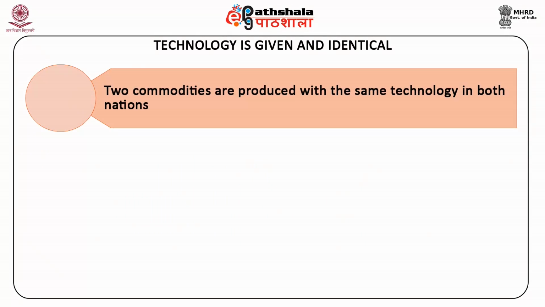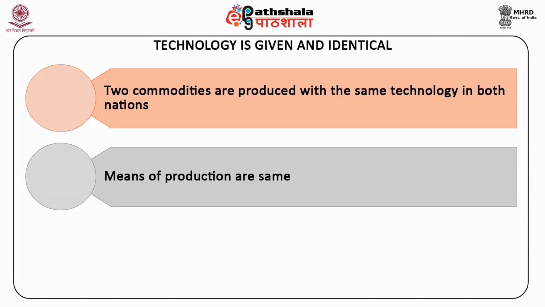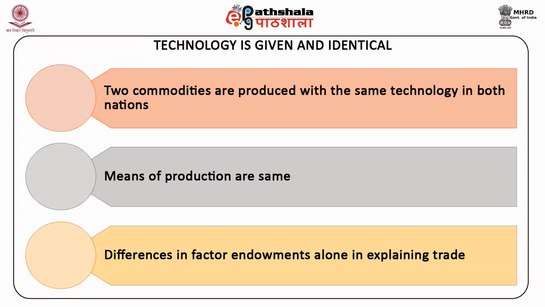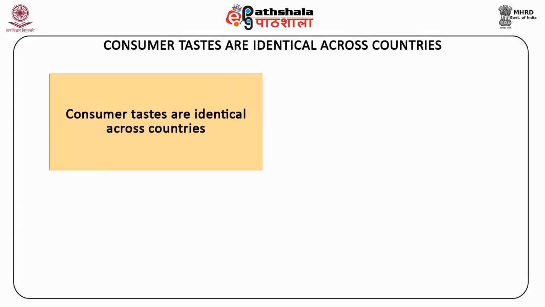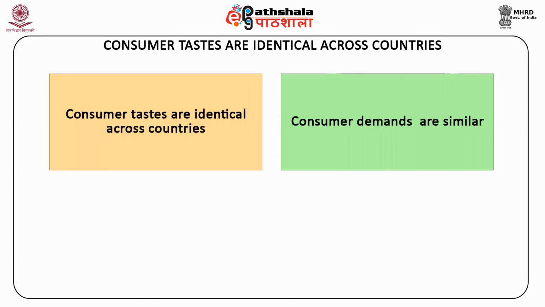The two commodities are produced with the same technology in both nations. The available means of production are the same no matter where we are. This is an unrealistic assumption, but it is assumed in order to focus one's attention on differences in factor endowments alone in explaining trade. The HO model next assumes that the consumer tastes are identical across countries. Consumer demands are assumed to be approximately similar in both countries.